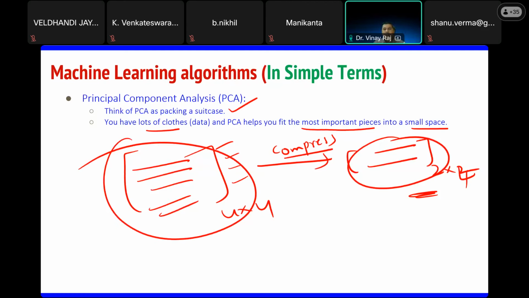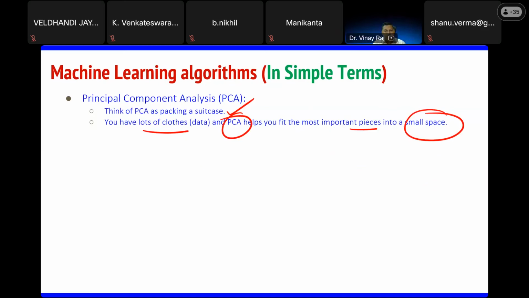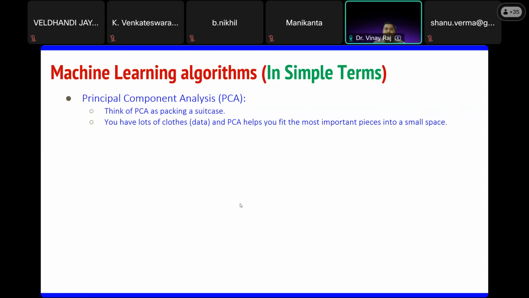Suppose it was some placement related data, these 2 records are sufficient. So we are trying to compress the data. That's what PCA is like. Packing a suitcase: you have a lot of clothes, some are important. This PCA will help you fit those most important clothes into smaller space. So less space is occupied and the important clothes have come with you in the suitcase. That is PCA. Again, how it is used in machine learning, I hope you understood.